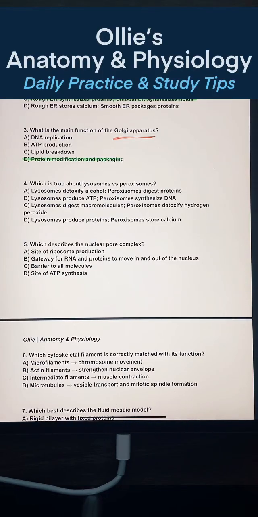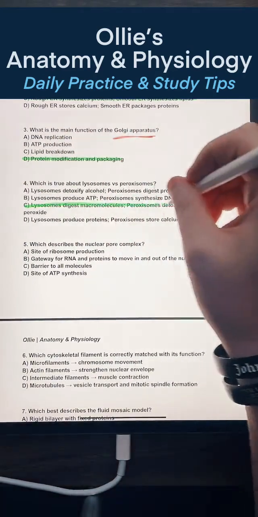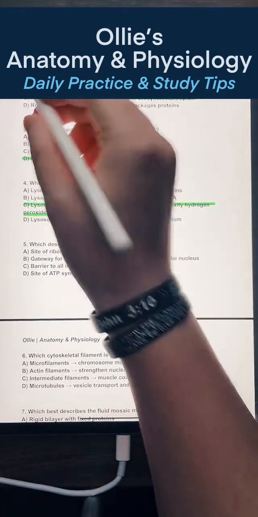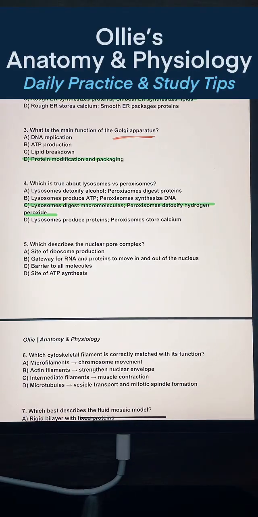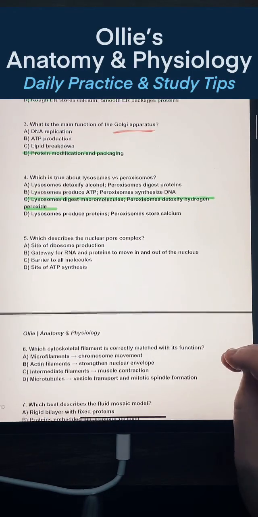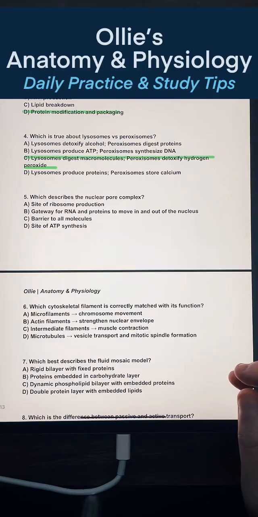Number 4, the answer is C. Lysosomes are going to digest macromolecules. Peroxisomes detoxify hydrogen peroxide. Hydrogen peroxide is very toxic inside, and we have our peroxisomes to detoxify that in our body. Number 5, what describes the nuclear pore complex? A, B, C, or D?